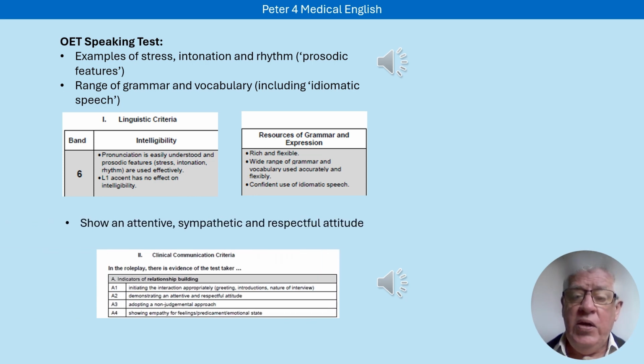Listen to the way she makes noises, confirming that she's listening and also reacting to the patient.